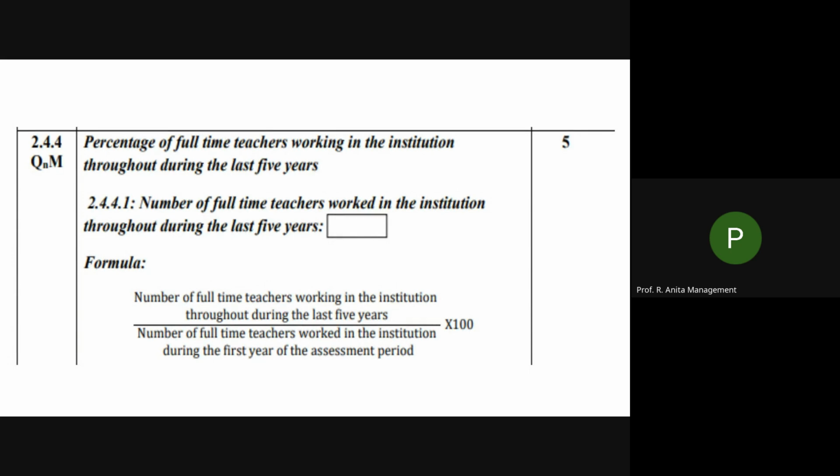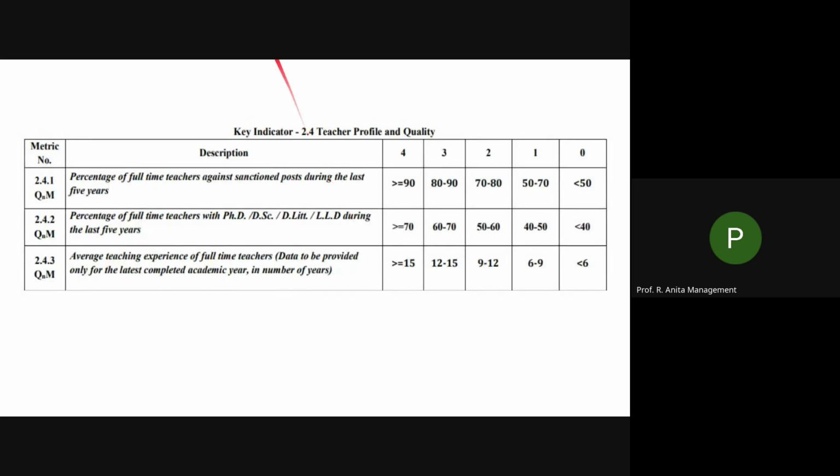Now, if you see more than 90% of the seats filled by full-time faculty against the sanctioned posts, then you're going to get 4. And for the percentage of full-time teachers with PhD, if it is more than 70%, then we are going to get 4. If it is less than 40%, then it is 0. So we need to see that at least 40% of the full-time faculty have a PhD. Otherwise, 0 will be the mark if the percentage of faculty with PhD is not there.